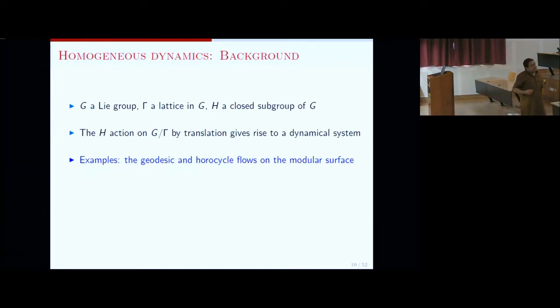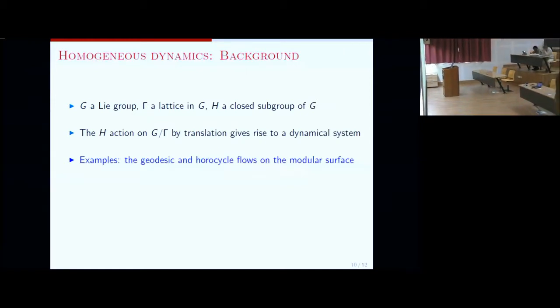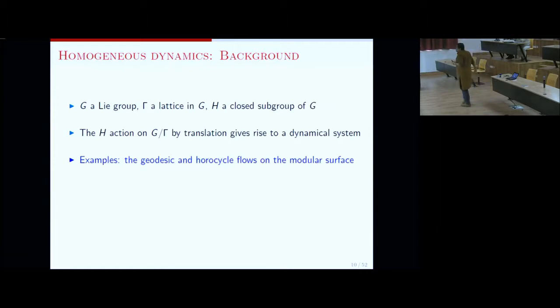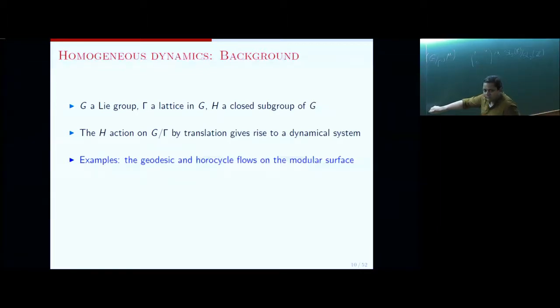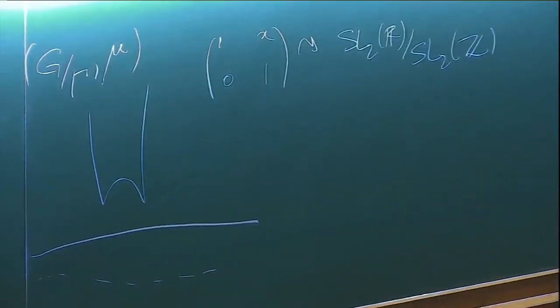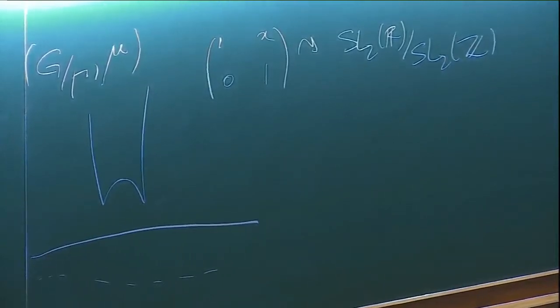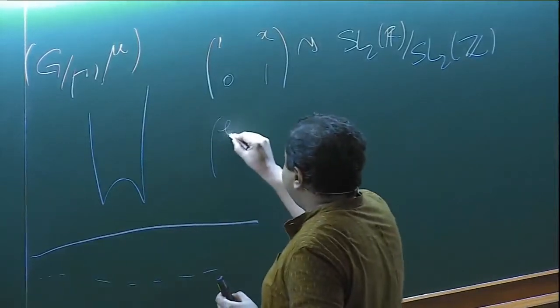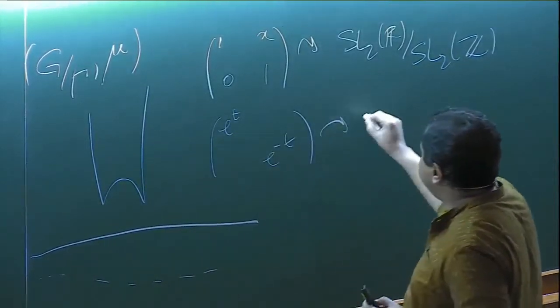If you look at the quotient of the upper half plane by the modular group, SL2Z, you get what is called the modular surface, which is a favorite playing ground of number theorists. Many of us would have seen the familiar picture of a fundamental domain for the modular surface, a triangle in the upper half plane of finite area. The action of this group can be realized geometrically as the horocycle flow on the modular surface, because this quotient is the unit tangent bundle of the modular surface. Similarly, the geodesic flow, moving along geodesics at speed 1, can be realized by the action of diagonal matrices on the same space.